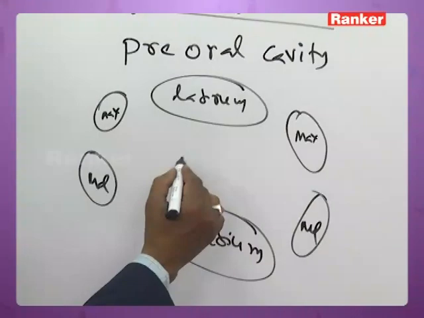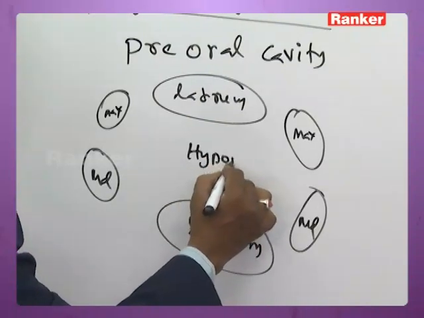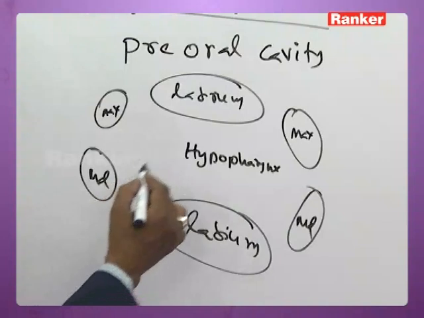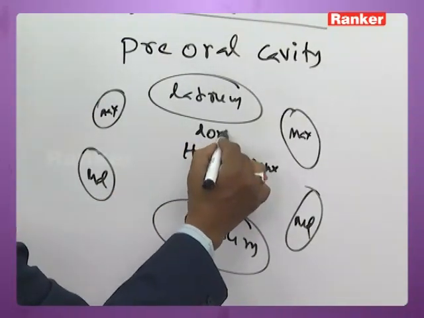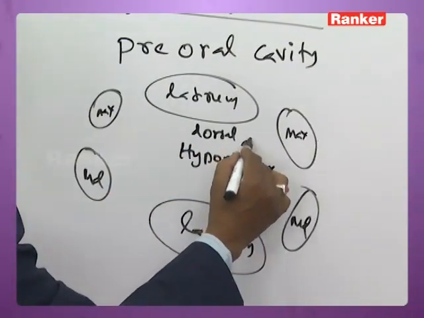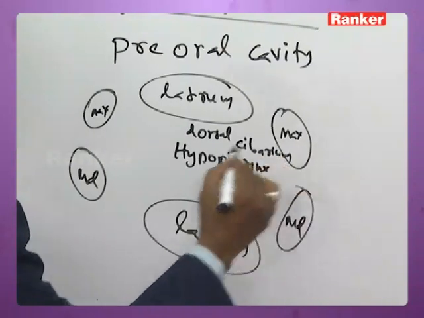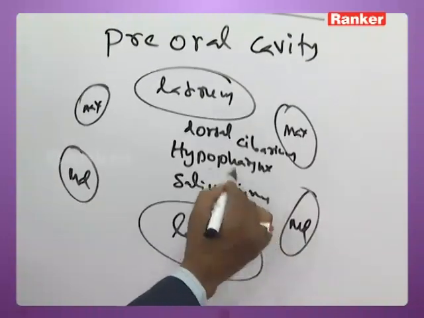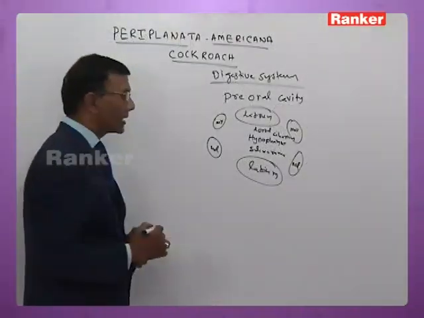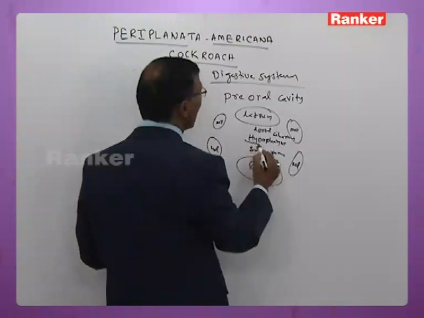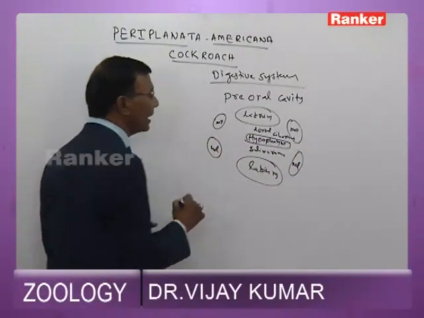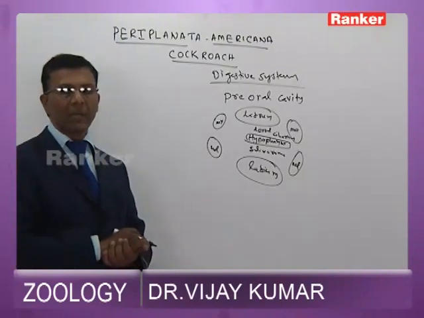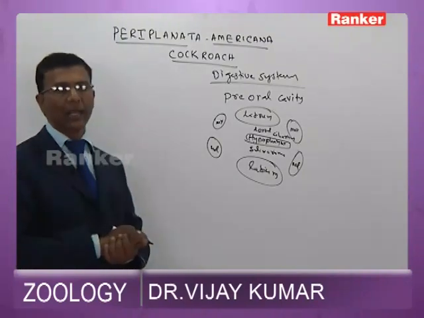Now this preoral cavity encloses hypopharynx, the so-called tongue, which divides the preoral cavity into dorsal cibarium and ventral salivarium.